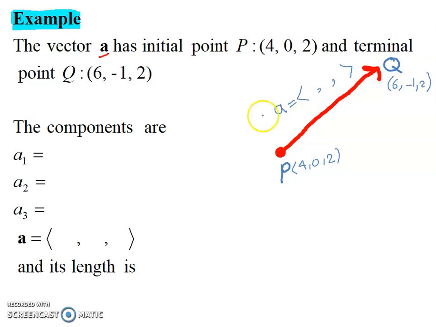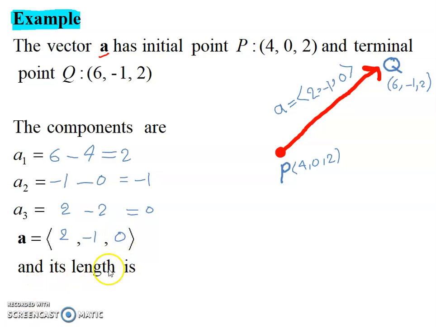We need to find the first component A1, and then A2 and A3. A1 will be the terminal point minus the initial point. That means 6 minus 4, which is 2. This is A1. Then minus 1 minus 0 is A2, which is equal to minus 1. And then the third component is 2 minus 2, equal to 0. So our vector is equal to (2, minus 1, 0).